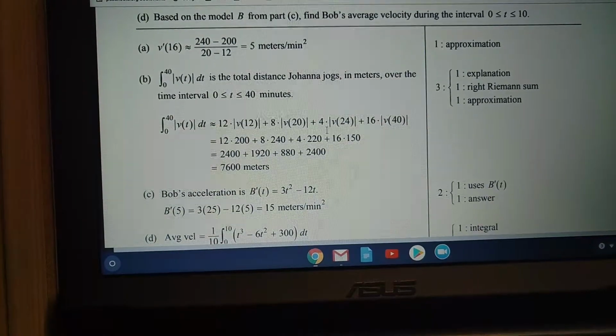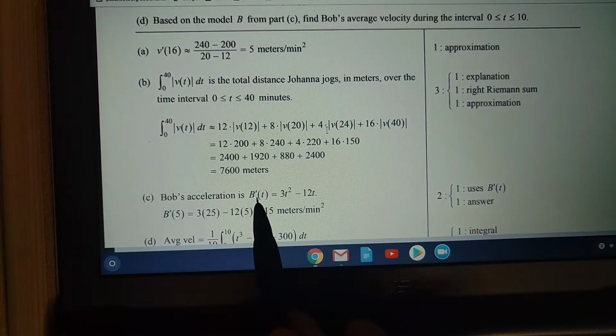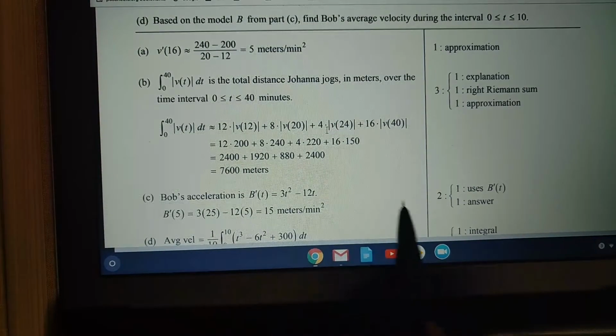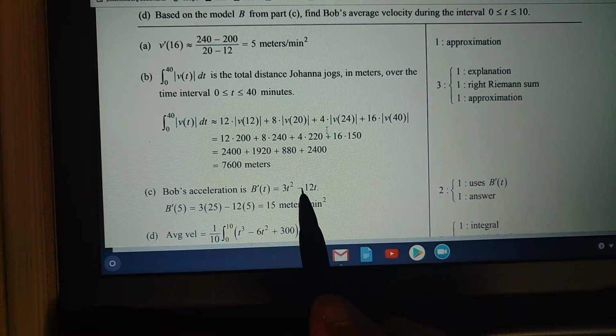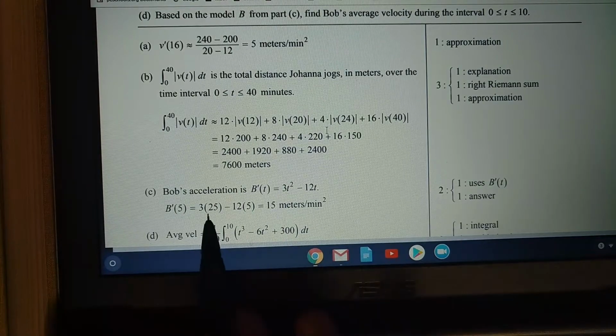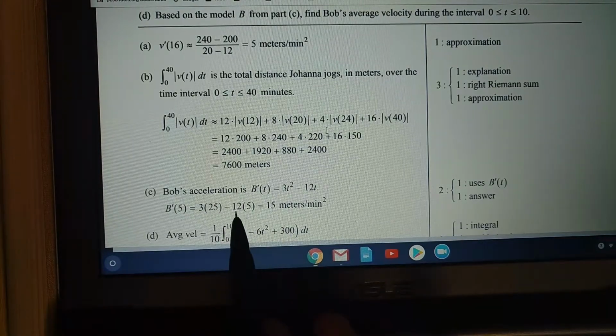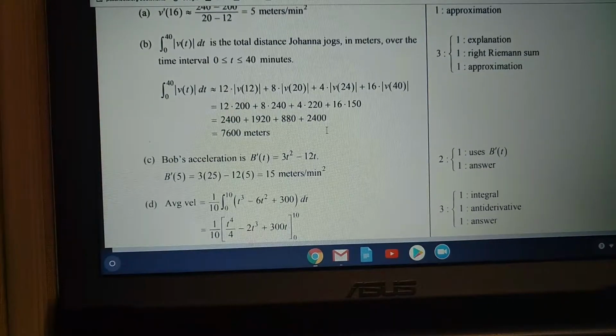Then for part C, the fact that you know you must use the derivative of the function b there gets you 1 point. That's a soft point, pretty easy to get. Now if you take the derivative correctly, plug in correctly, and get the answer of 15 here, once again you could leave it as 3 times 25 minus 12 times 5, that's okay. That gets you your next point.